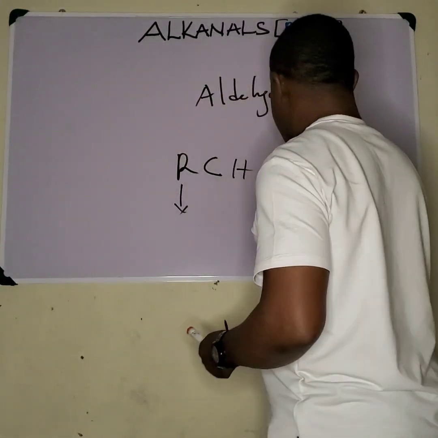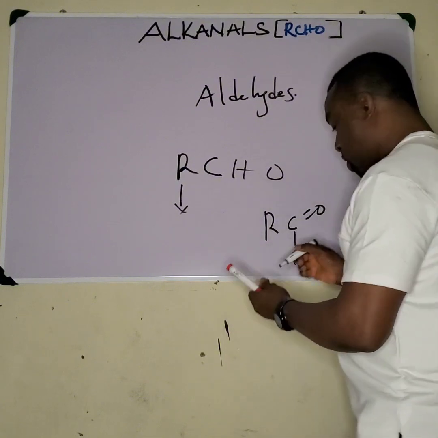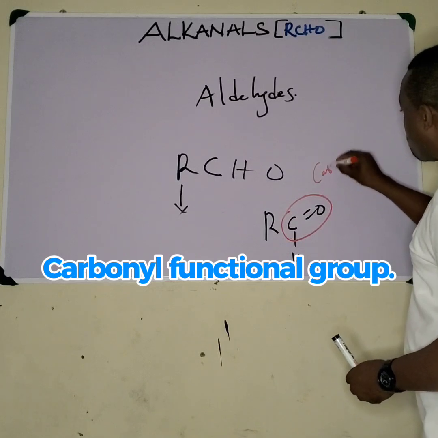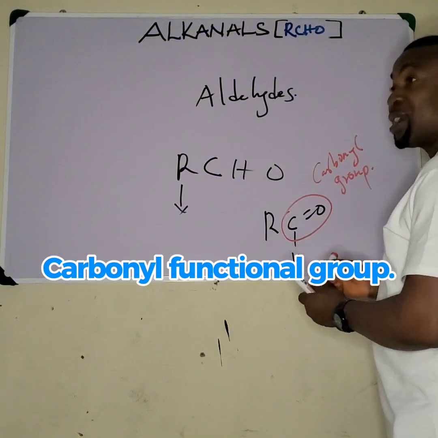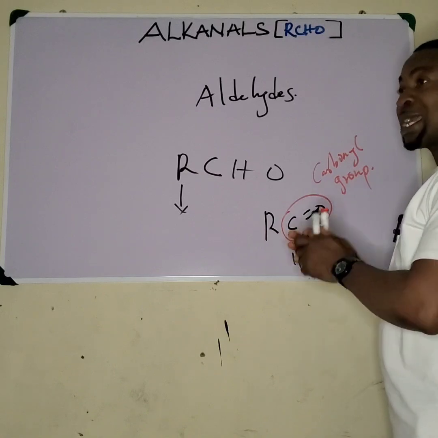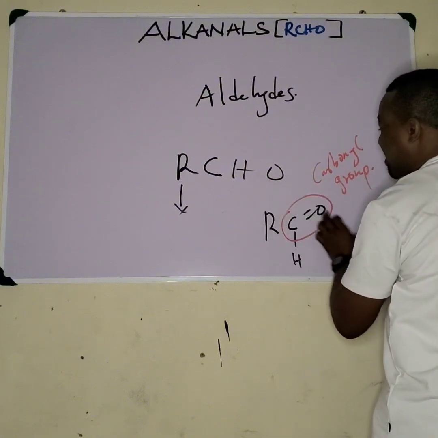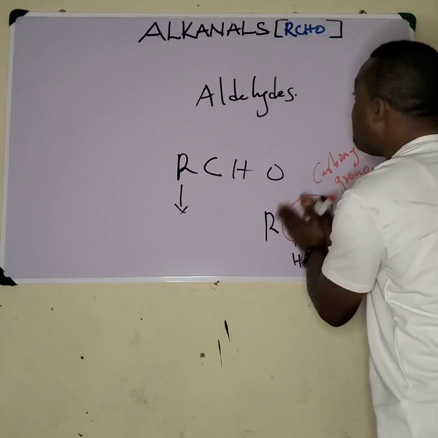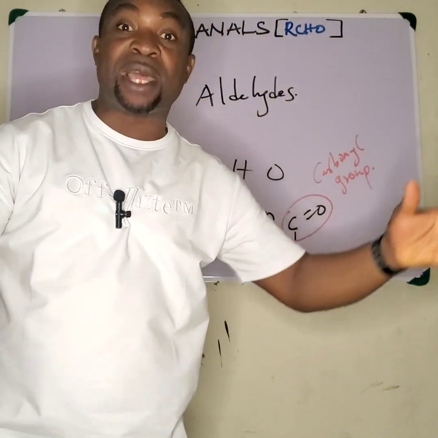So if we have this as their general formula, it means they have the carbonyl functional group. This functional group is known as carbonyl. The carbonyl group is the functional group present in alkanals or aldehydes. Now, this R can be an alkyl group or a phenyl group, and the carbonyl group is attached to the alkyl group and a hydrogen atom. This can help you to know when alkanals are present or when you are talking about the other parts of them, like alkanes.